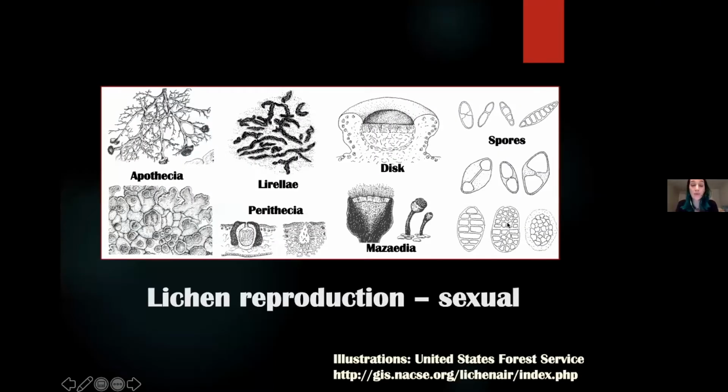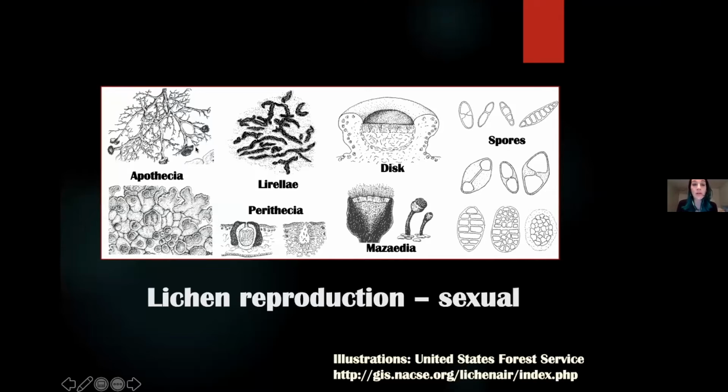Let's talk about lichen reproduction. Lichens can disperse primarily in two ways, sexual and asexual. Sexual reproduction has several different structures; what we see are the spore-bearing structures, or fruiting bodies, commonly said. These fruiting bodies can have many different shapes.